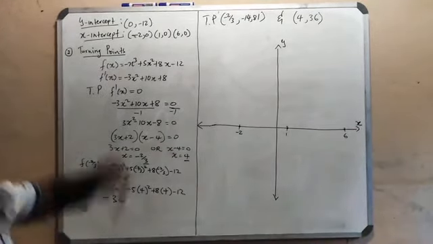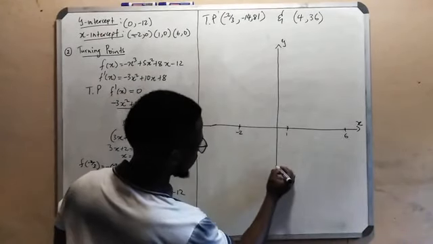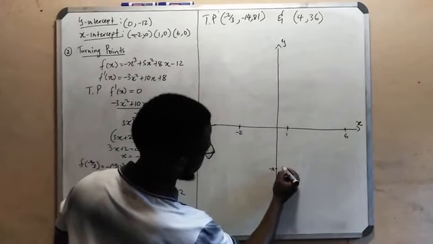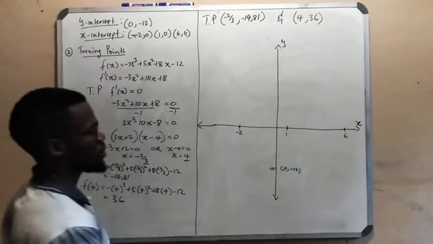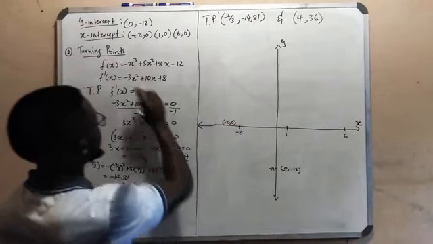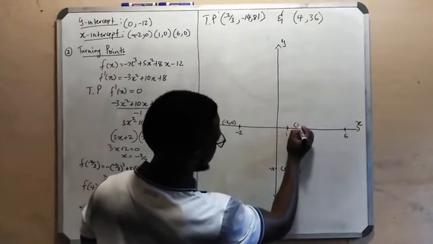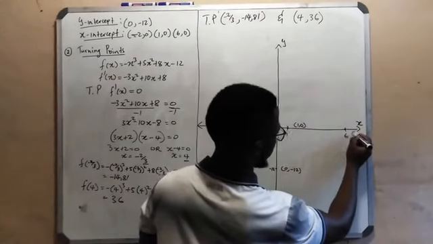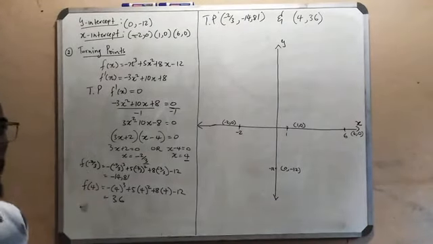I'm going to also plot my y-intercept. I have 0, minus 12. Here I have minus 2, 0, which is my x-intercept. I also have 1, 0, which is my second x-intercept. I also have 6, 0, which is my third x-intercept.